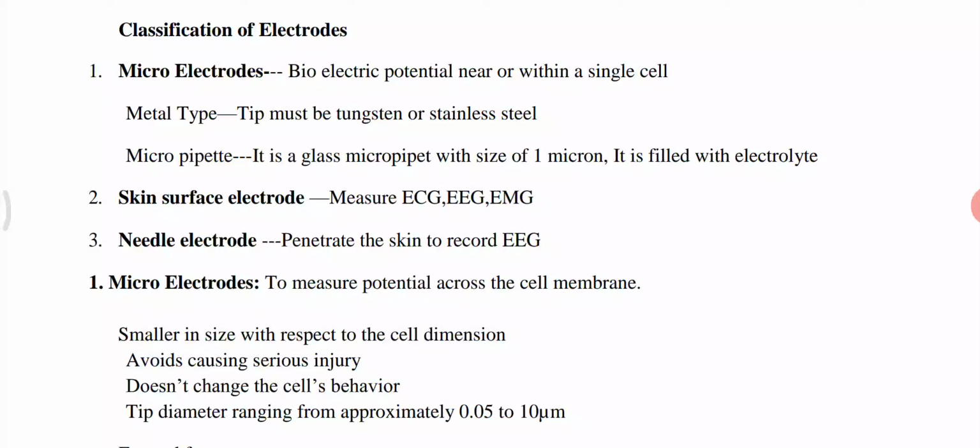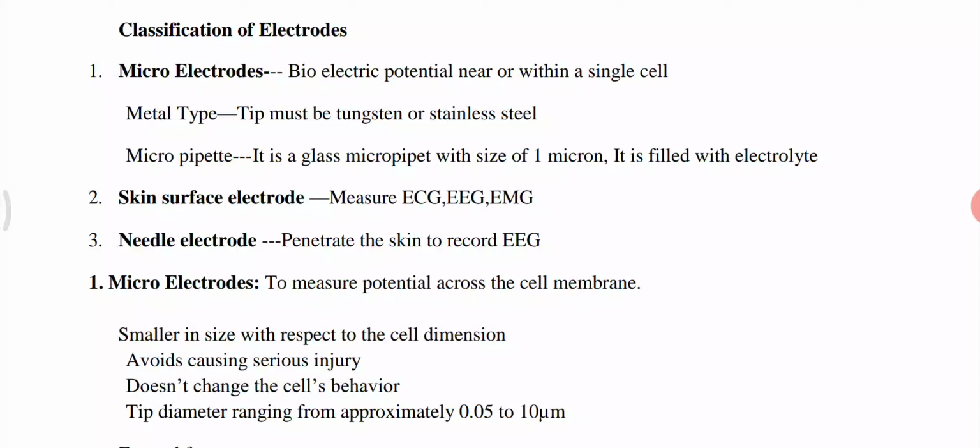Then is the skin surface electrode. With the skin surface electrode we measure ECG, EEG and EMG. These are used to measure the potentials available from the surface of the skin and are used to sense the potentials from the heart, brain and nerve. So we measure ECG, EEG and EMG.